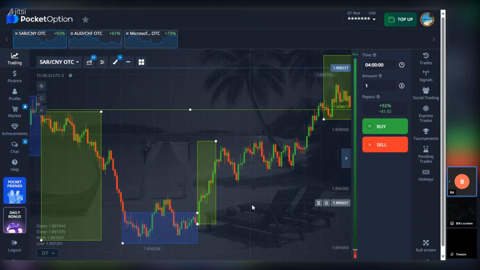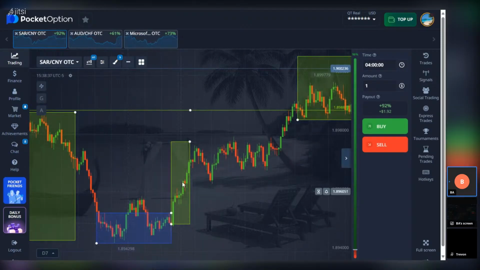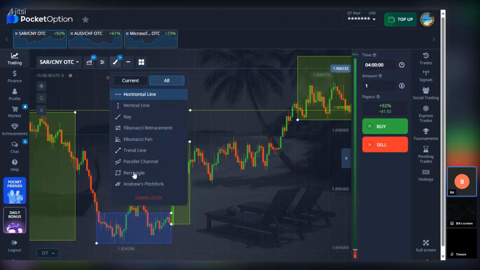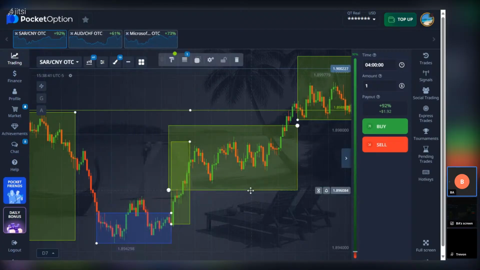So you see this right here. This was accumulation to go higher. Look at this right here. Same thing. You see this build up?